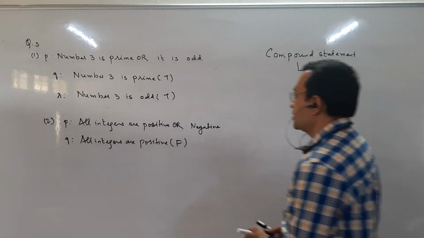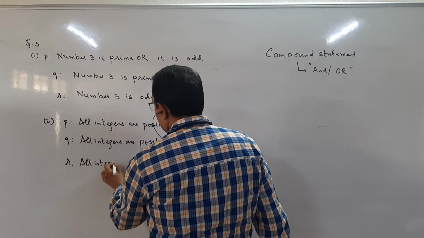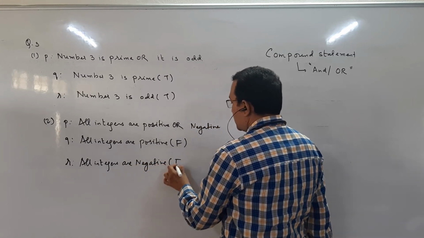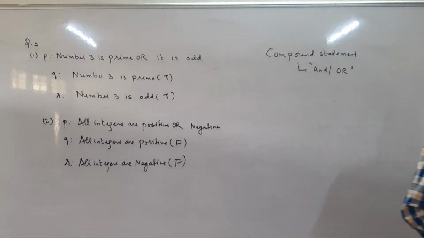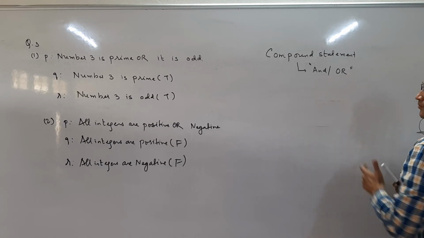Then R: all integers are negative. This is also false. Neither all integers are positive, students, nor all integers are negative. Integers are positive, negative, including 0. So these, students, we have to perfectly monitor and understand.